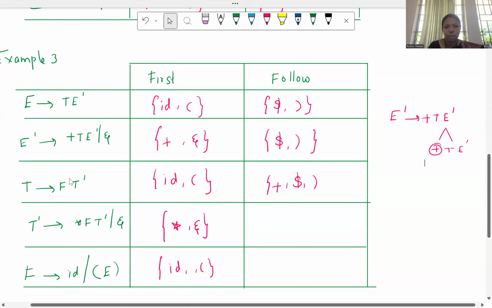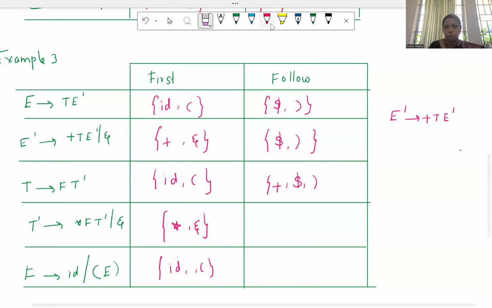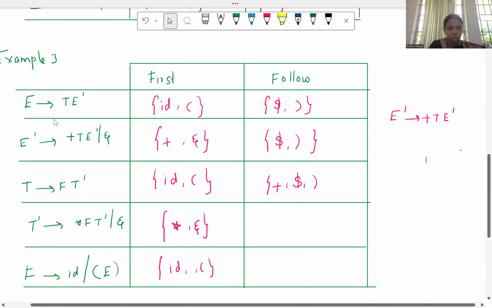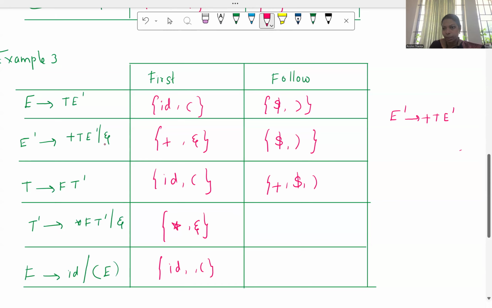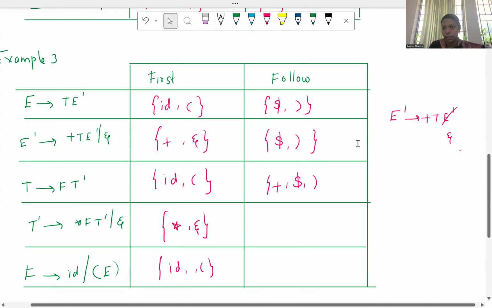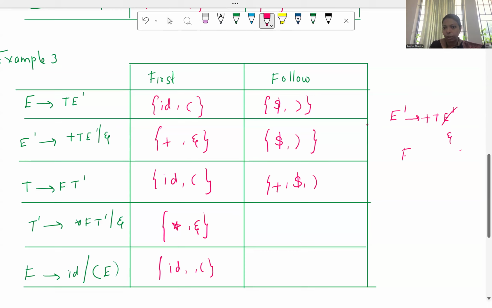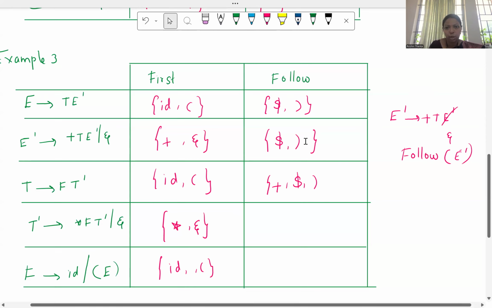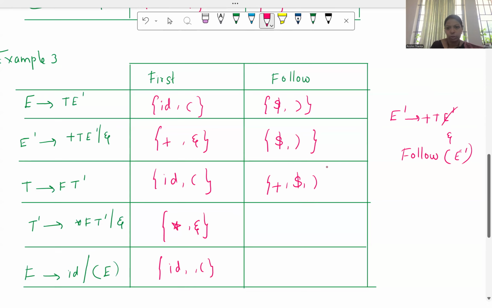So it can be again, E dash can be epsilon in that case. See, one option for E dash is this production. So what is the other option of E dash? Other option of E dash is epsilon. If E dash becomes epsilon, then what is the meaning? Nothing is there after T. If nothing is there after T, you have to say the follow of E dash, that is left hand side. So follow of E dash. What is follow of E dash? Dollar and close parenthesis. Dollar and close parenthesis is already there, right? So we don't want to repeat it.